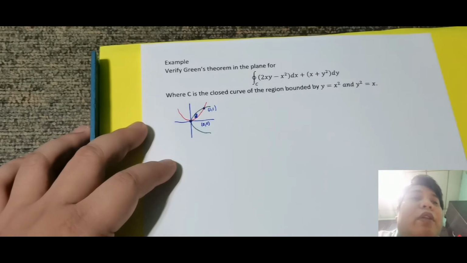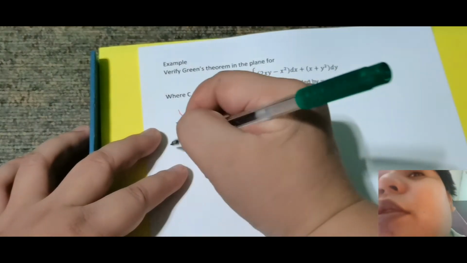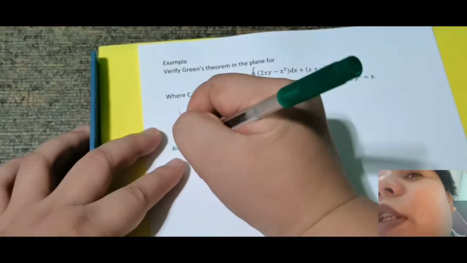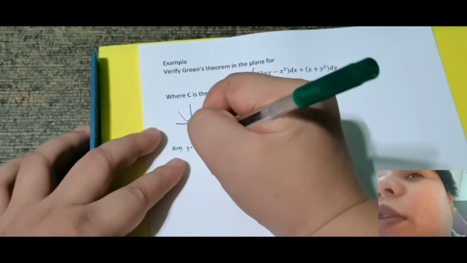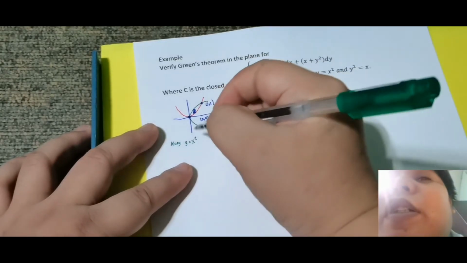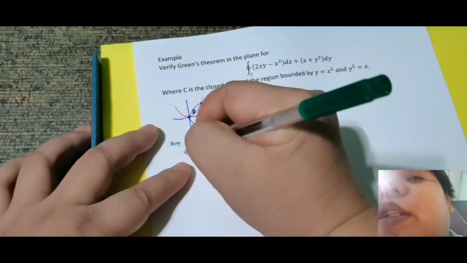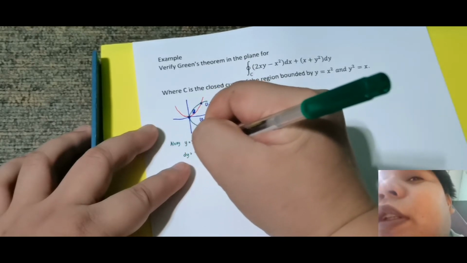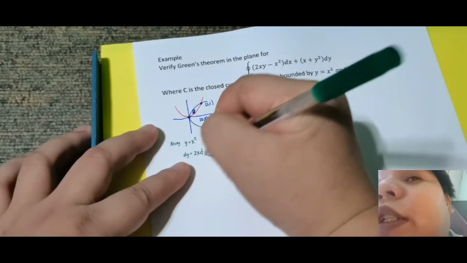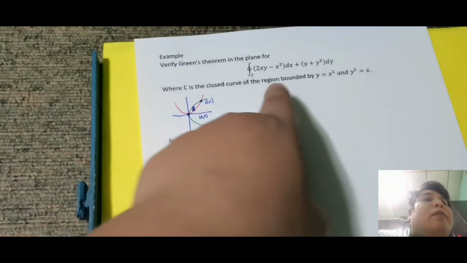Hindi ko muna gagawin yung Green's Theorem. So unahin ko, so this is along y is equal to x squared. So obviously, the differential is dy is equal to 2x dx. So, ibig sabihin, na matitira puro dx.